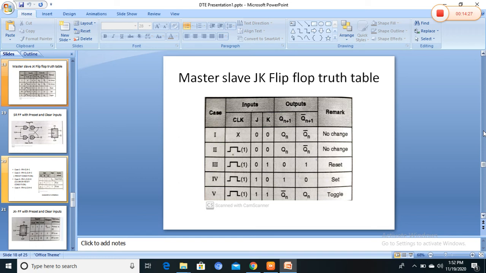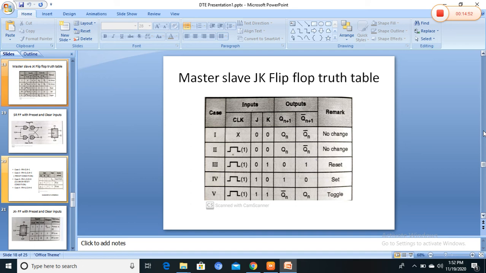When the clock is 1, the master is active and the slave is inactive. The output of the master will toggle, so S and R will also be inverted. When the clock is 0, the master is inactive and the slave is active. The outputs of the slave will toggle.